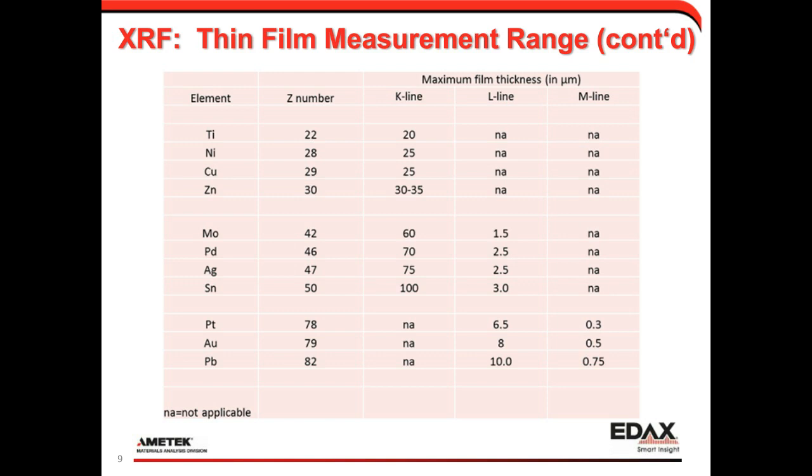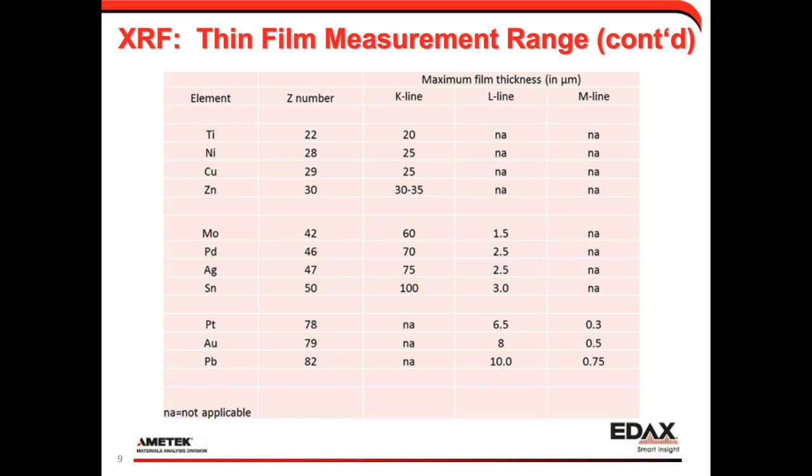So if you look at the first top group of 4, these will generate K lines in our types of X-ray equipment. We generally won't see the L lines or the M lines. The L lines in some of these will be generally too weak for us to be useful. And you can see that for the K lines, here's some rough idea for a single layer, the nominal maximum thickness that you can measure.